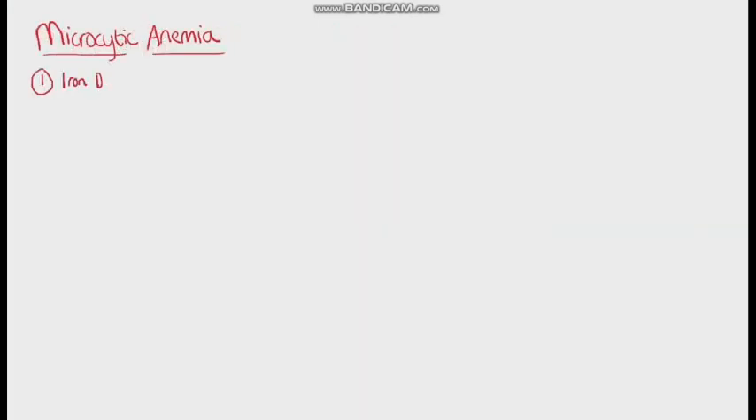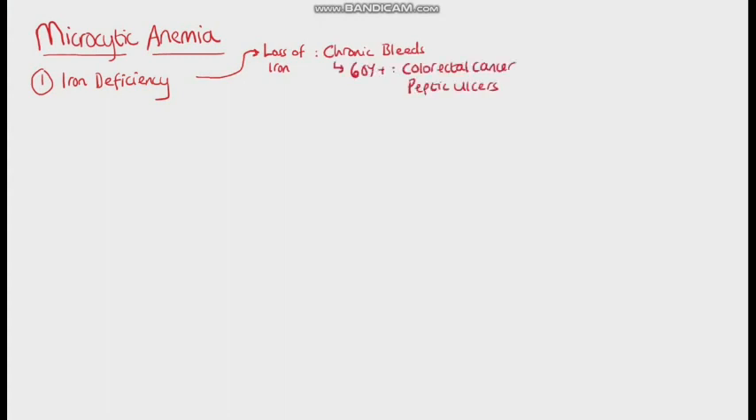Under microcytic anemia, we have the most common cause of anemia worldwide, iron deficiency anemia. I go into more detail for each of these in my microcytic anemia video, but generally, iron deficiency anemia is caused by a loss of iron, typically through chronic bleeding like menstruation in younger females and colon cancer or peptic ulcers in more elderly individuals. But it can also occur due to inadequate intake.